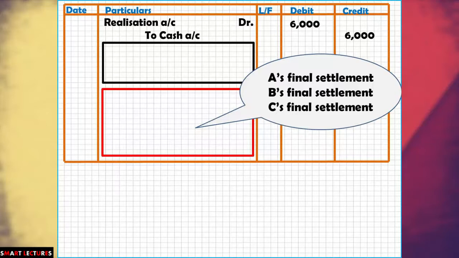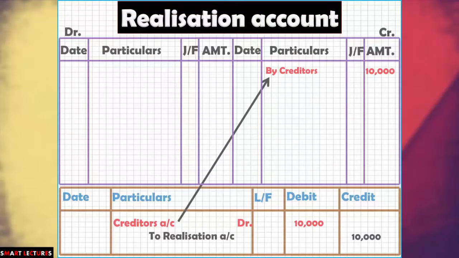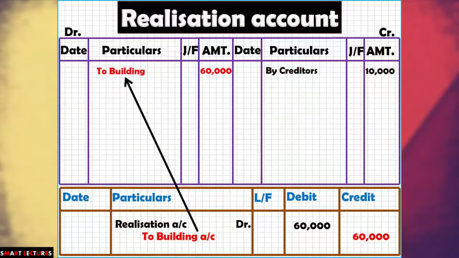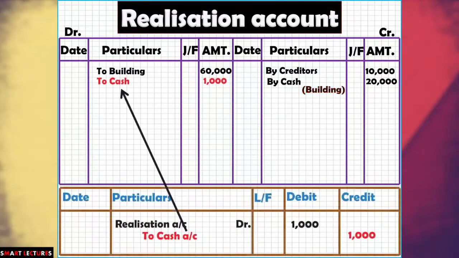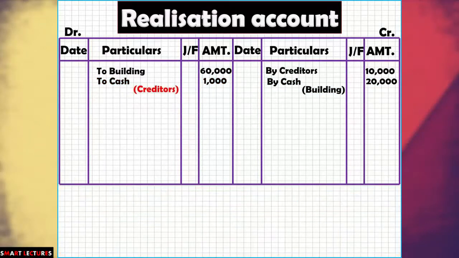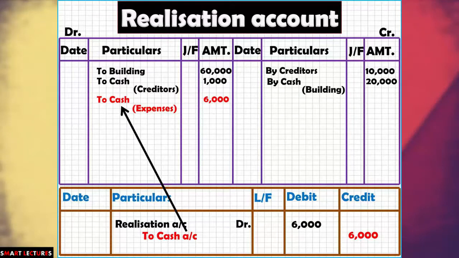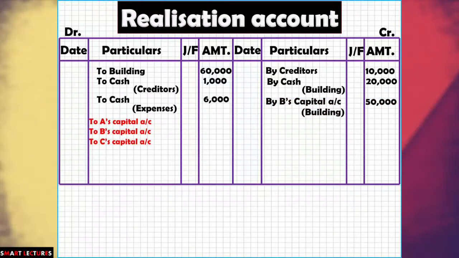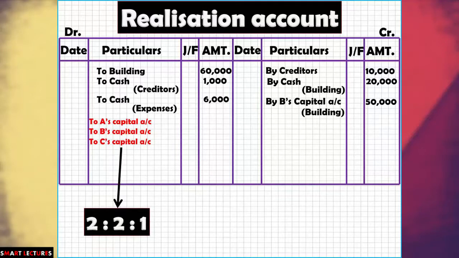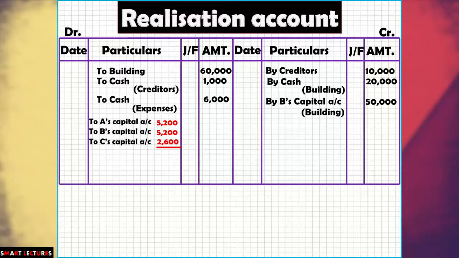So first of all, let's prepare realization account. By creditors 10,000, to building 60,000, by cash rupees 20,000 for building, and to cash 1,000 for creditors, to cash rupees 6,000 for expenses. Then by B's capital rupees 50,000 for building, then profit transferred to A, B, C in the ratio of 2:2:1: 5,200, 5,200, 2,600 and 13,000 in the outer column. Total 80,000 on both sides.